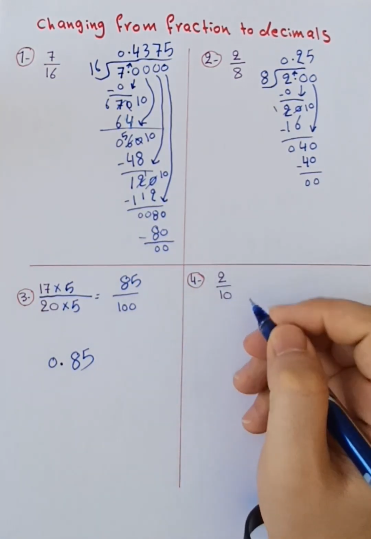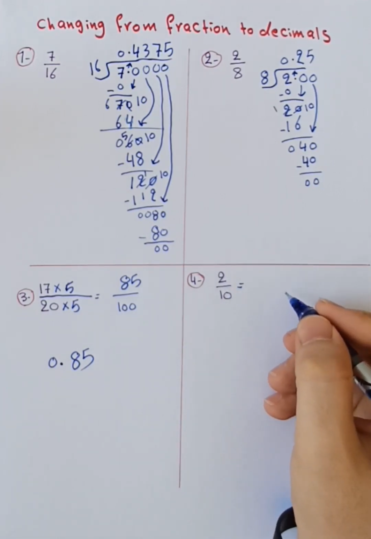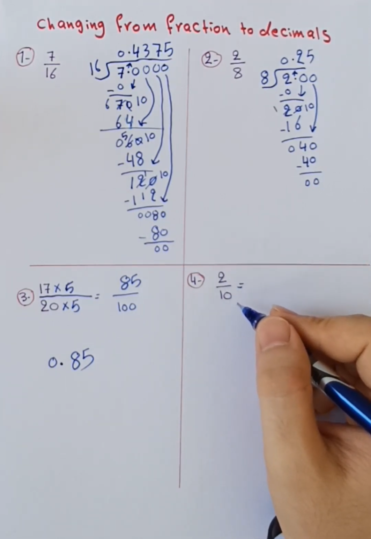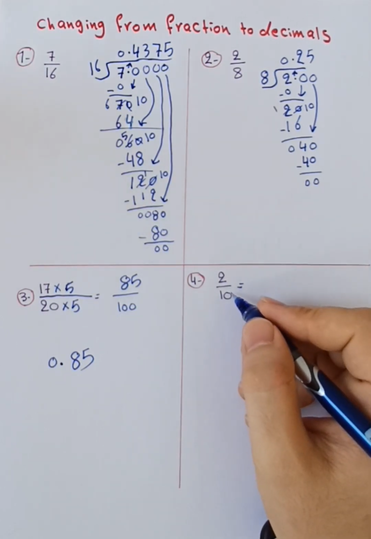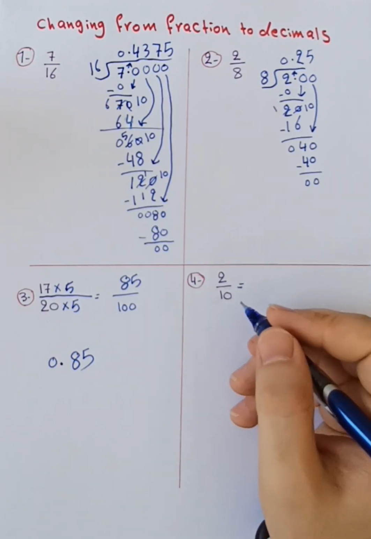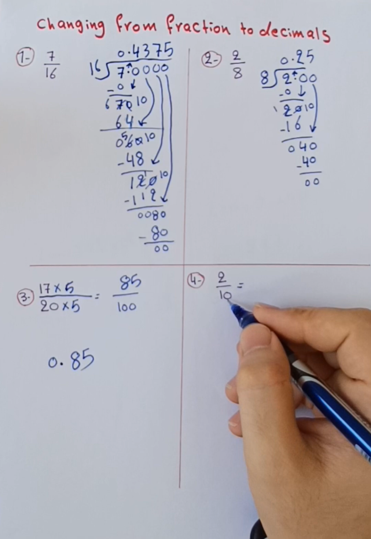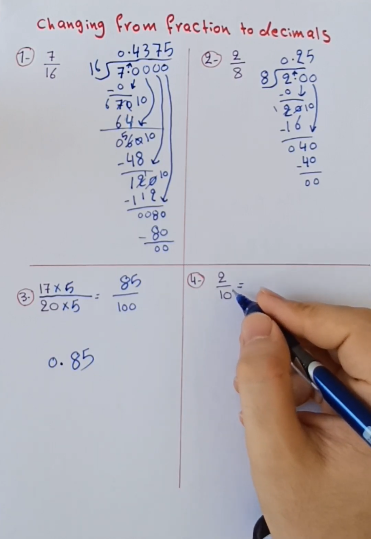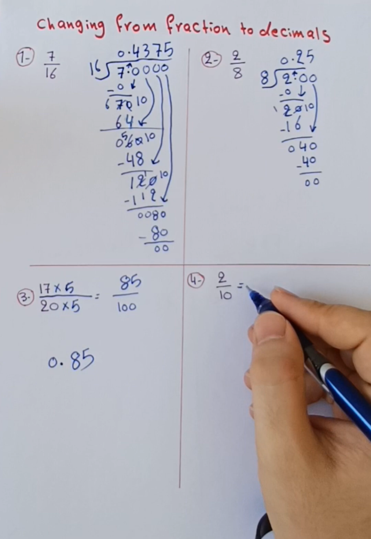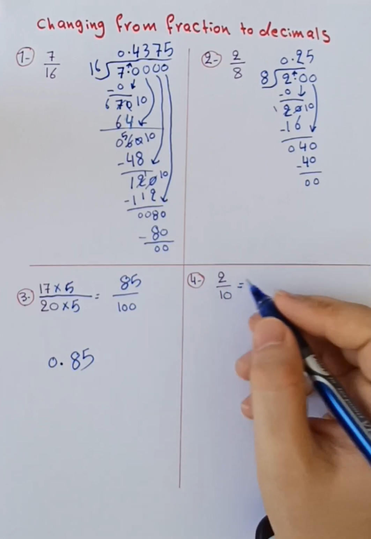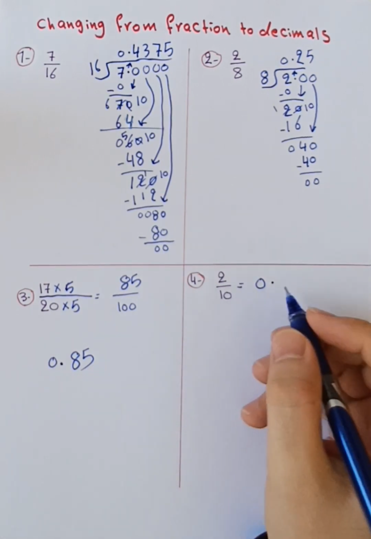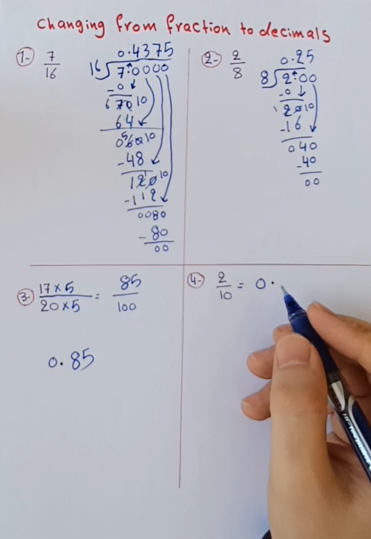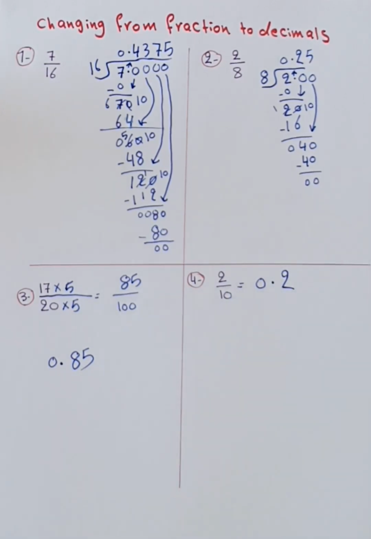Example number 4, we have 2 out of 10. When we change to decimal, it doesn't need the division way, and also not the multiplication way, because the denominator is 10. So it's really easy to change this fraction to decimal. The whole number is 0, you have to write 0 point, and then we have 10. After this point we should have one number. 2 is one number, so the decimal form for 2 out of 10 is 0.2.